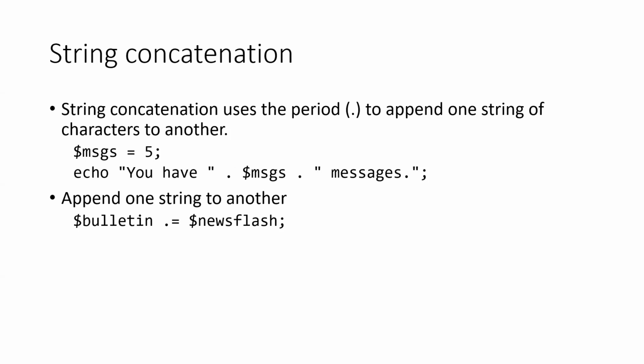Very important one and very normally used. We usually take a couple of messages and then you want to concatenate. I already told you the dot operator is concatenation. So for example, here you can see in the example, there is a variable called messages equal to 5. With echo, we are going to print the number of messages. So you have dot messages, dot messages. Basically, this should output that you have 5 messages.